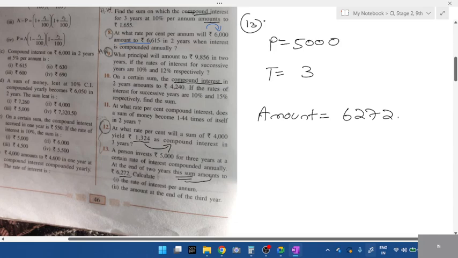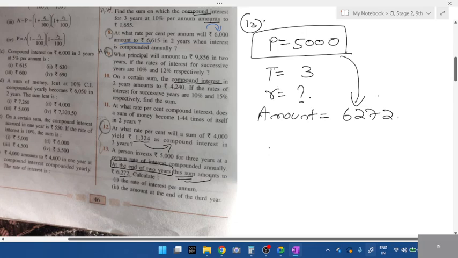A person invests 5,000 for 3 years, time period 3, at a certain rate of interest. Is the rate mentioned? Is rate given, students? No, rate is not given. But for the same principal, at the end of how many years do you get 6,272? 2 years. So to confuse, they have given this 3 years, students.